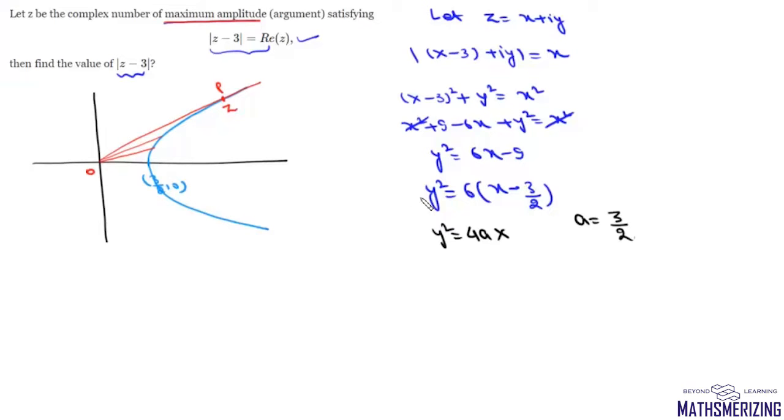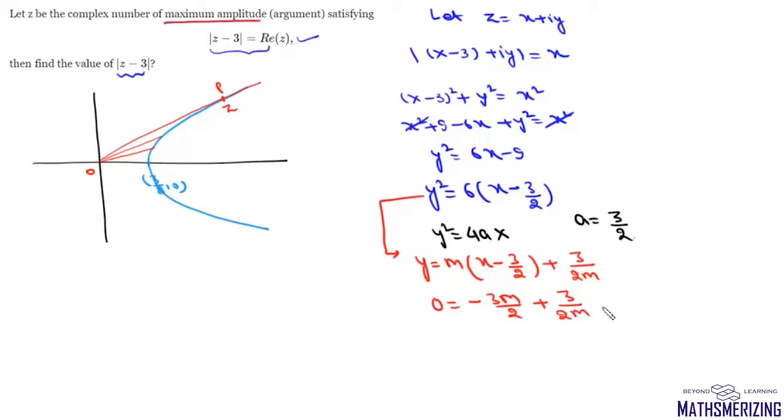So once we have equation of this parabola, we can write equation of tangent as y equals m, and in place of x, we can write x minus 3 by 2 and then plus a by m. Now a in this case is 3 by 2, so it will be 3 by 2m. We need that tangent which passes through origin. So we'll put x and y as 0. We'll get 0 equals minus 3m by 2 plus 3 by 2m. So from here we'll get the value of m as plus or minus 1.